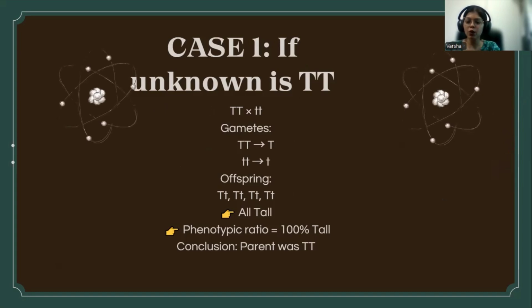The capital T will only produce one type of gamete because of homozygosity. Similarly, the small t again produces one type of gamete due to homozygosity. So the offspring will be capital T small t, capital T small t, capital T small t, capital T small t. Now you tell me what is capital T small t. A, it is a heterozygous plant. B, it is a phenotypically tall plant. All the plants will be tall. So the phenotypic ratio becomes 100% tall.